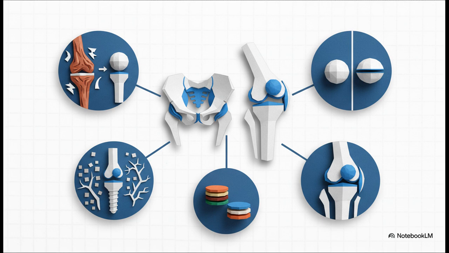For the hip, you've got three ways to fix it in place. For the knee, you can go total or just replace one compartment. And finally, and this is key, the bearing surface options for the hip are way more varied than for the knee, which almost always uses metal on poly.